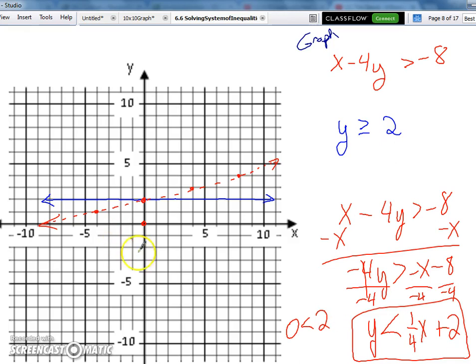So everything below the red line works, but remember it's got to be still above the blue line. So this little small section in here gets highlighted. That little section is what's common. And again, to check it, every single one of these points in here will work on both of these equations.